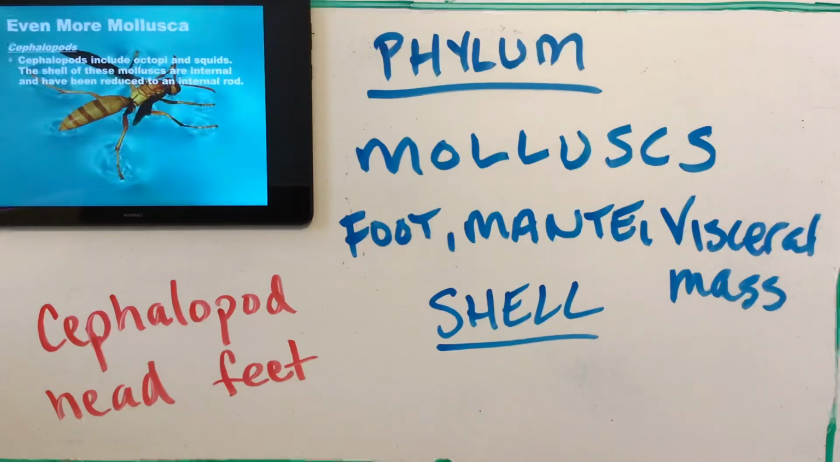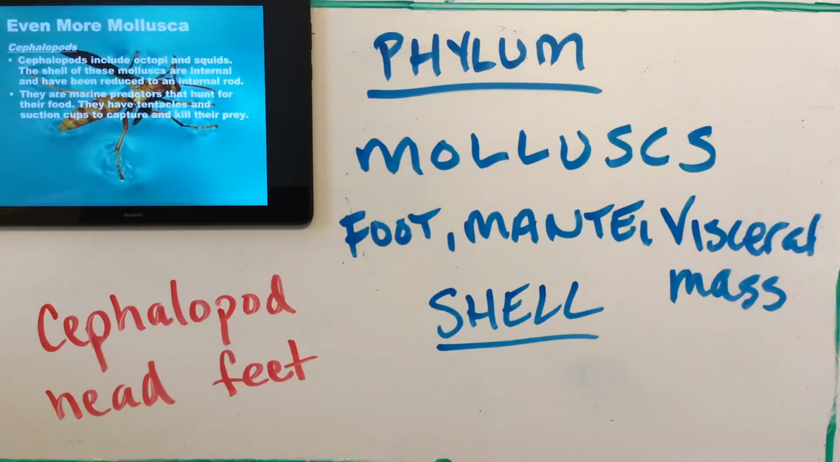Snail shell, easy to see. Clam shell, easy to see. Their shell is internal, and it's being reduced to an internal hard rod. They're marine predators. They go out and actively hunt for their food. And octopi have been shown to be very, very smart problem solvers.